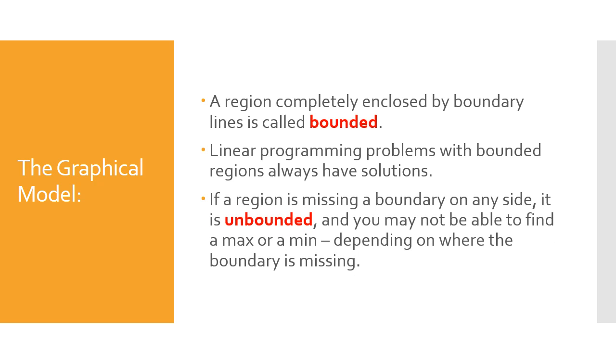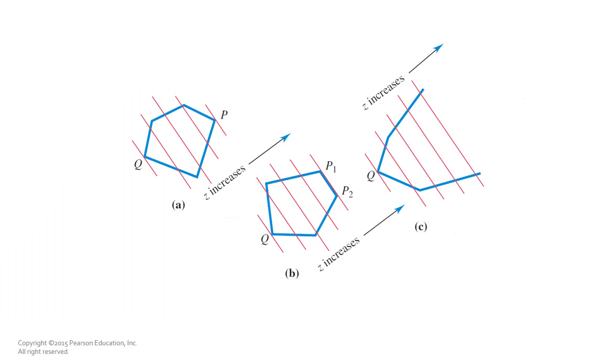If a region is missing a boundary on any side, it is unbounded, and you may not be able to find a maximum or minimum. It just depends on which boundary is missing. Here we have 3 examples of regions.